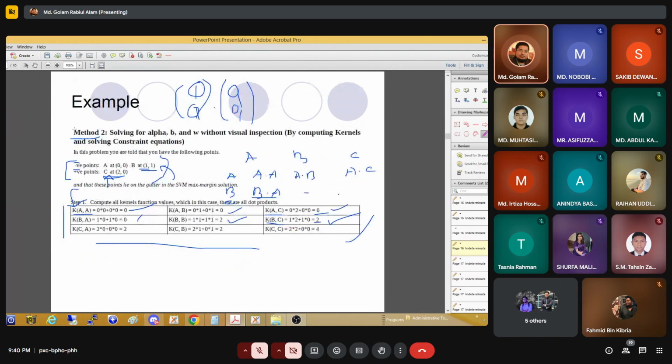There are several examples here. I think I will explain this example in the next class. There are several examples. We will discuss them in the next class, utilizing those equations. And I will also discuss the nonlinear support vector machine in our next class.